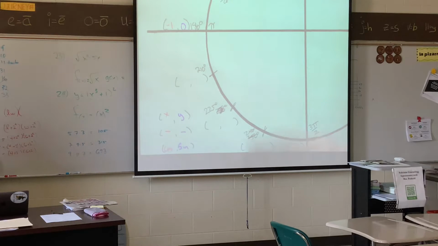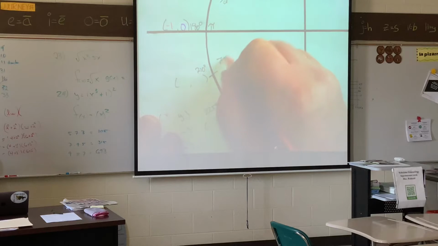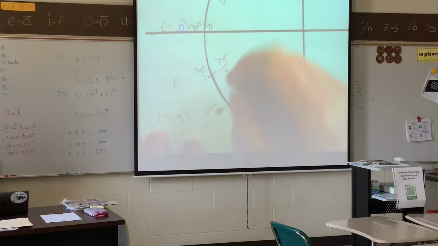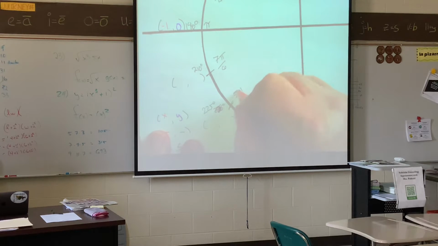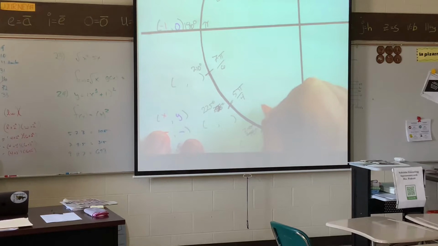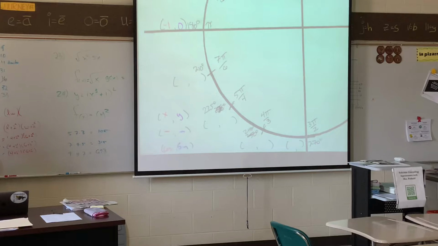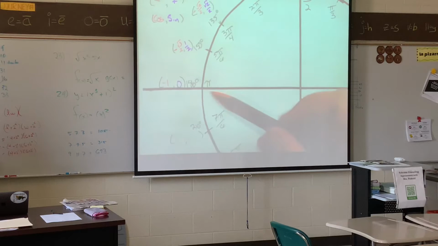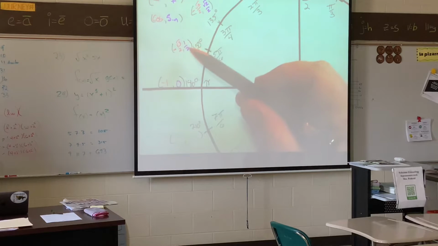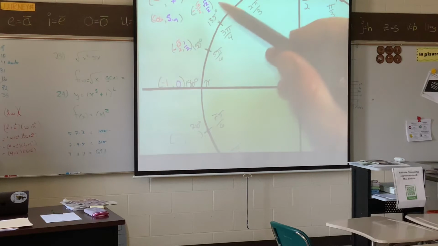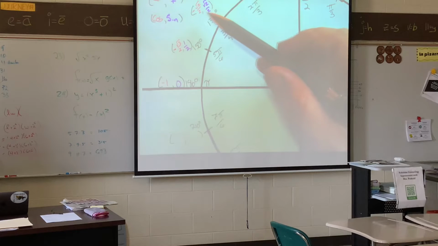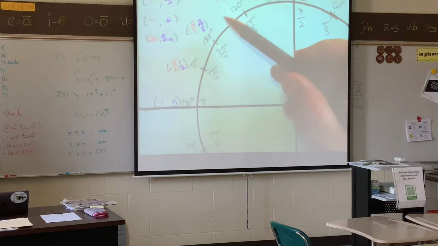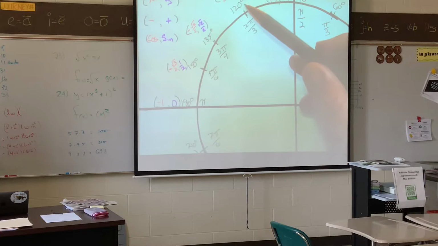For those keeping score at home, 7 pi over 6, 5 pi over 4, 4 pi over 3. Again, the numbers are going to follow the pattern that we have here. The first one's going to be square root of 3 over 2 and a half. The next is square root of 2 over 2 and square root of 2 over 2. The third one's going to be 1/2 and square root of 3 over 2.